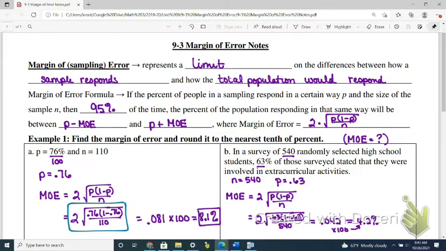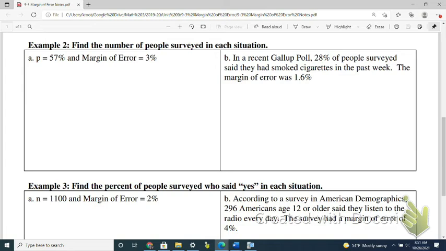So let's take a look at finding different parts of this. Those were just finding the margin of error. We're going to figure out how we can solve for N and how we can solve for P. So let's take a look. In example 2, we are finding the number of people surveyed in each situation. So we are looking for the N value. So let's see what we have.